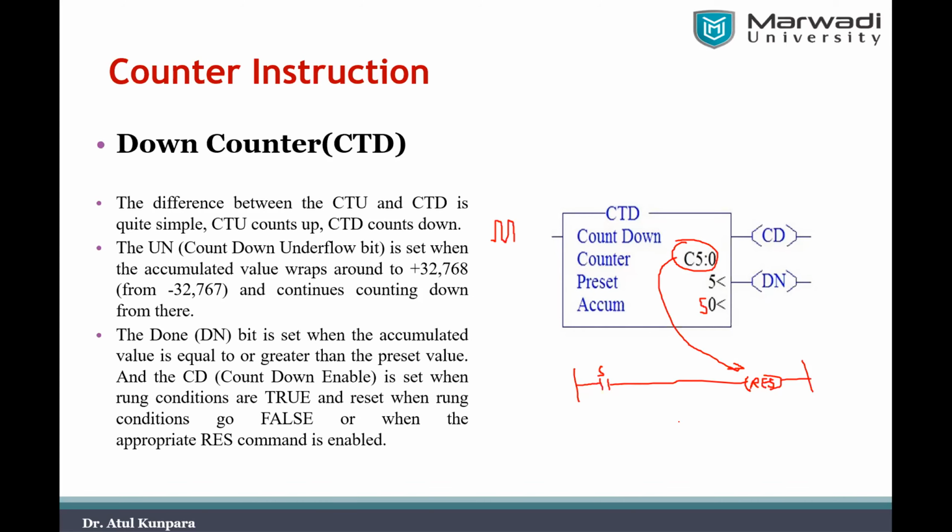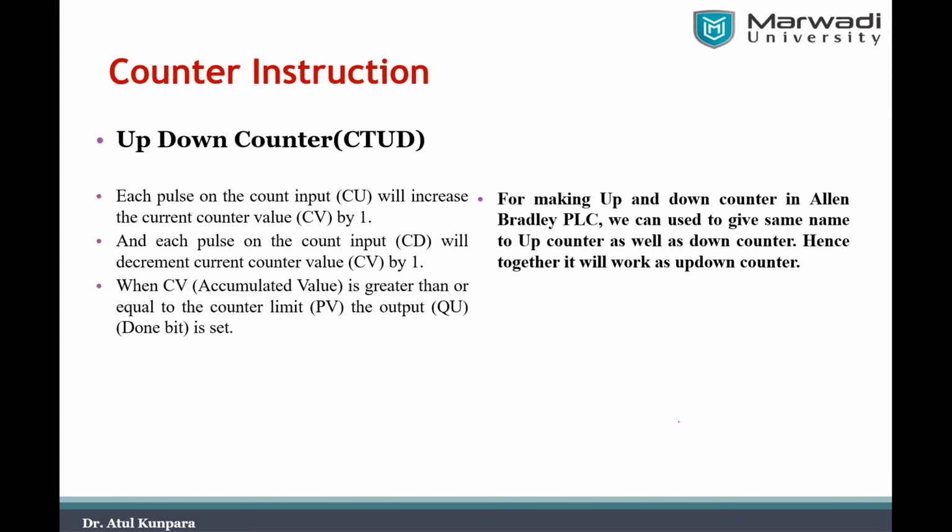Okay. Now, one more counter you can have, that is the up-down counter. In some software, for some PLCs, for example Bosch PLC, you can have a separate block for the up and down counter. A single block gives the up input as well as the down input, both can be connected. It makes the accumulator value go up and down based on which input is coming to that particular counter.